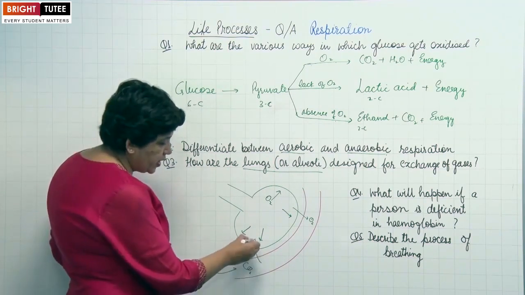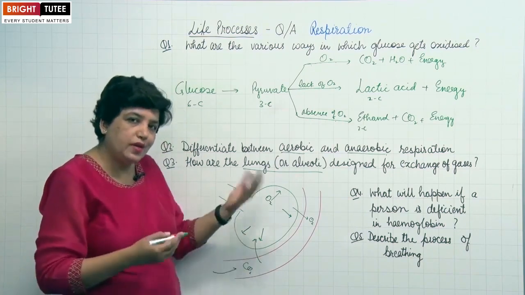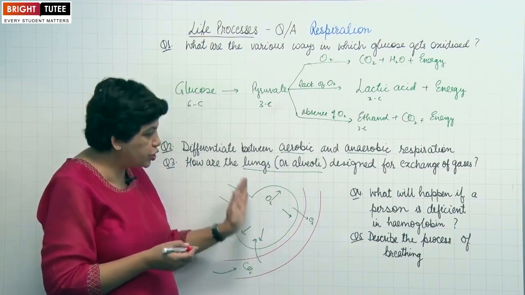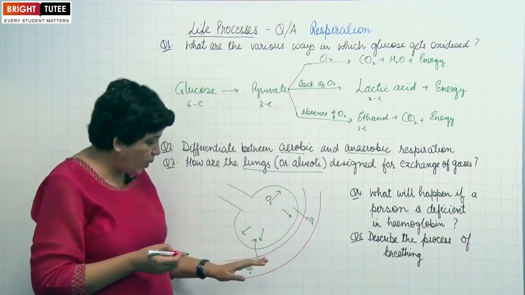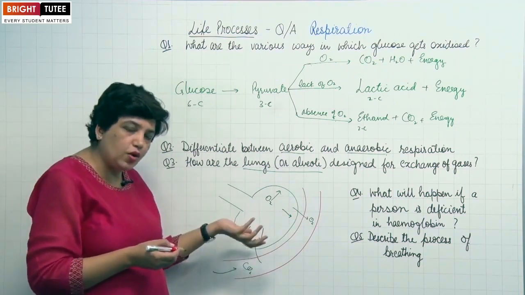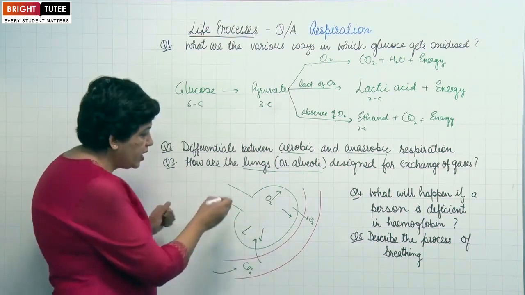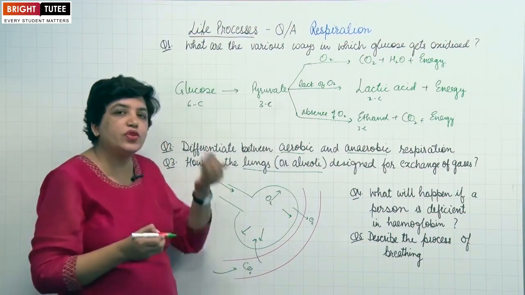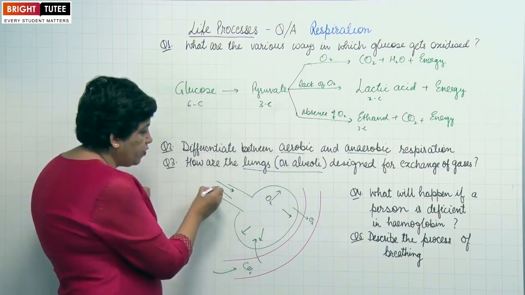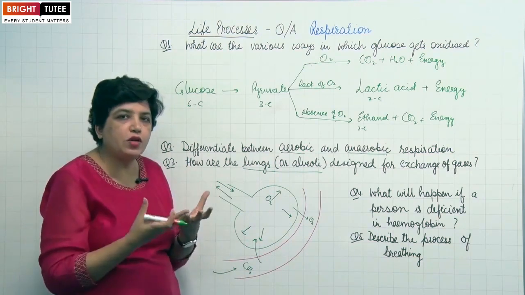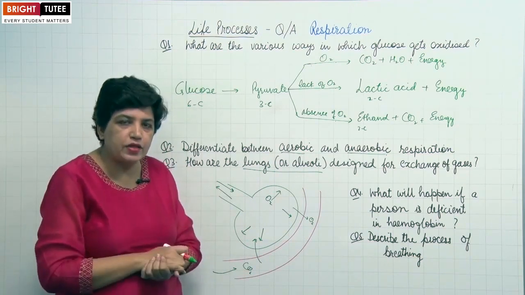This carbon dioxide gets diffused back into the alveolar air. So oxygen is absorbed into the blood while carbon dioxide is thrown out of the blood into the alveoli. So the air we breathe in is rich in oxygen while the air we breathe out is deficient in oxygen but rich in carbon dioxide.